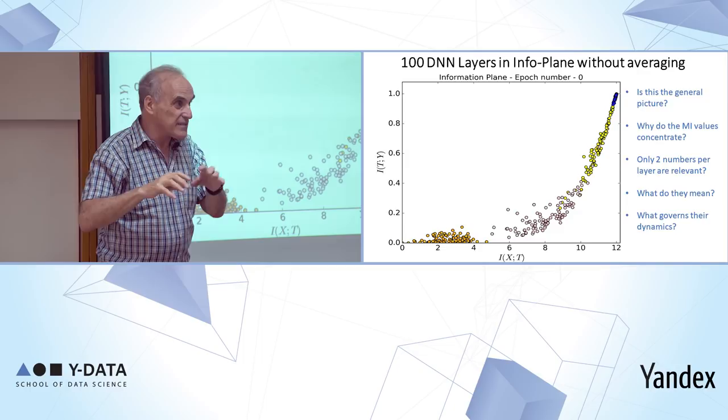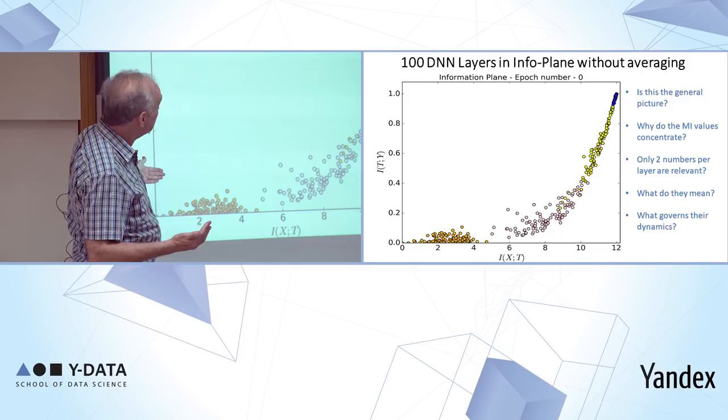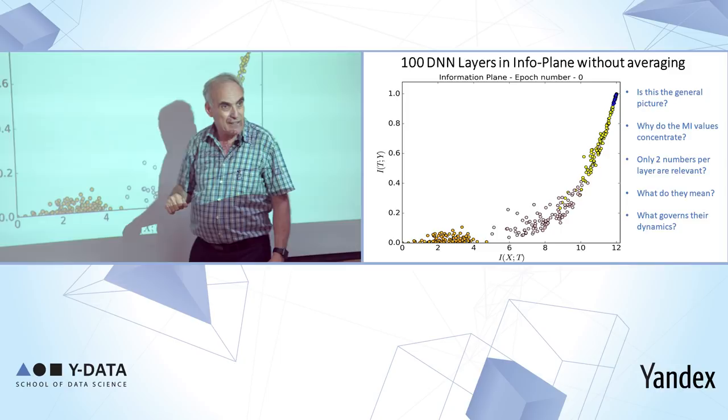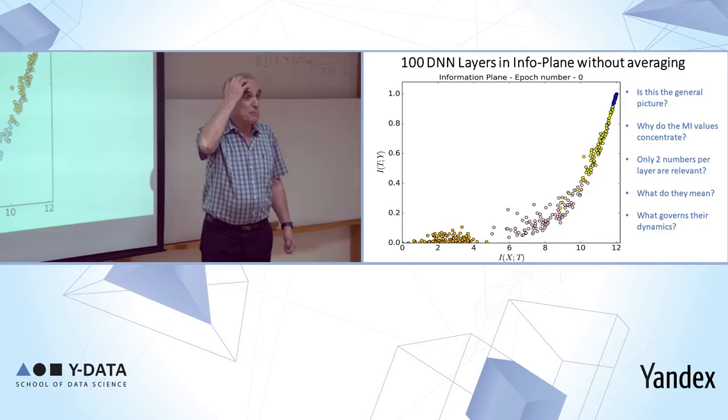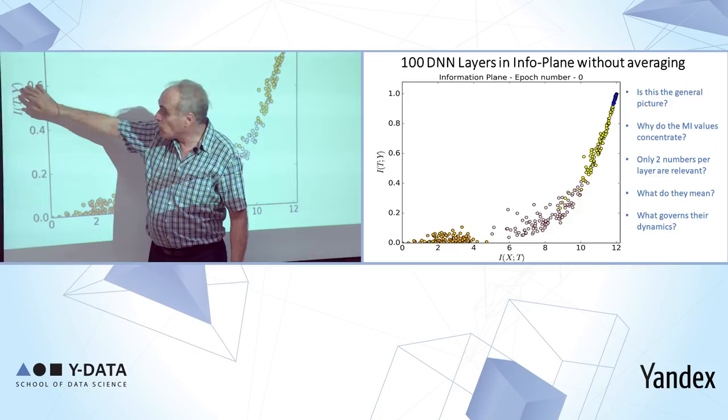These are details of how we estimate information, and I'm going to come back to that. But essentially, what you see here is what I call the information plane, or the info plane. This is the information about the input in every one of the layers, T. And this is the information about the output in every one of the layers. And this goes from 0 to 12, which means I have only 12 bits of entropy in my pattern. So the patterns are just 12 binary variables. And I have one bit of label. So this goes from 0 to 1, because ITY is less than IXY, which is 1.